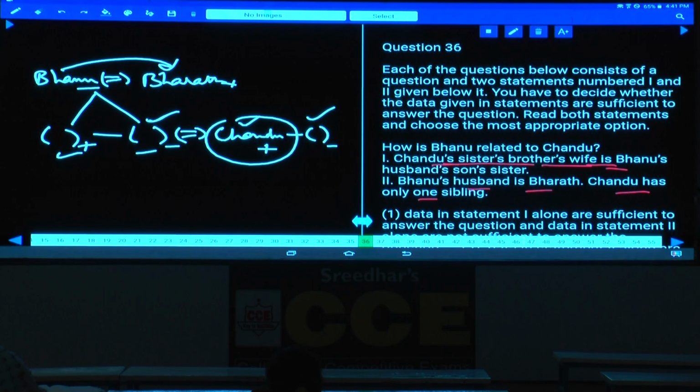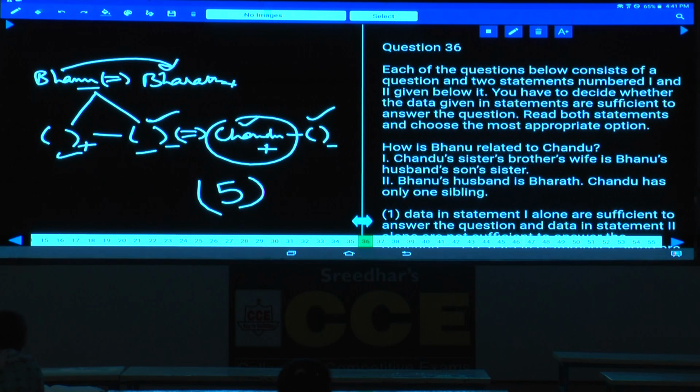How are you getting the answer? Only by combining both the statements you are getting the answer. That is given in choice 5. Both the statements are required, choice 5 is the answer. Now, what is the crucial information here? Chandu has only one sibling, that is the crucial information.